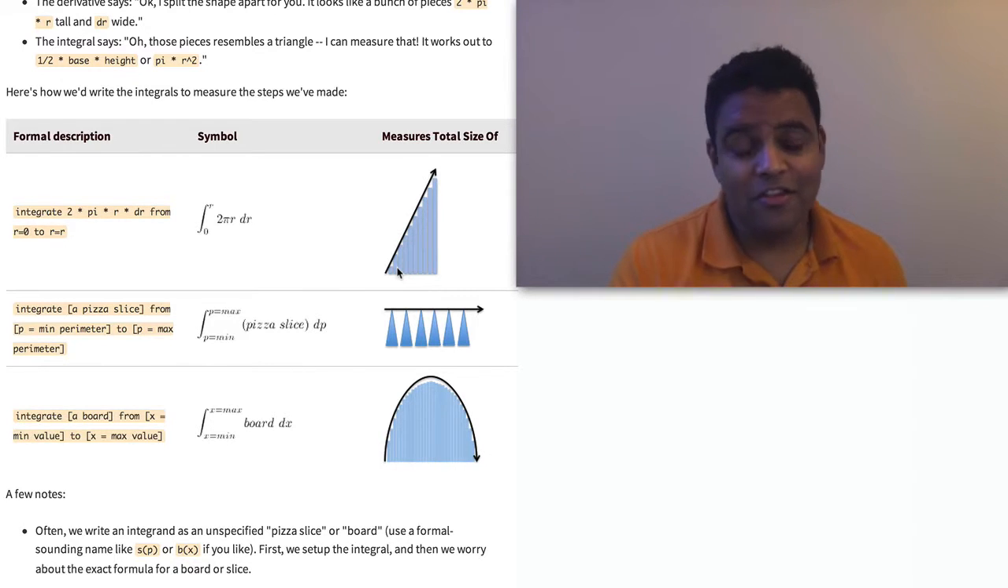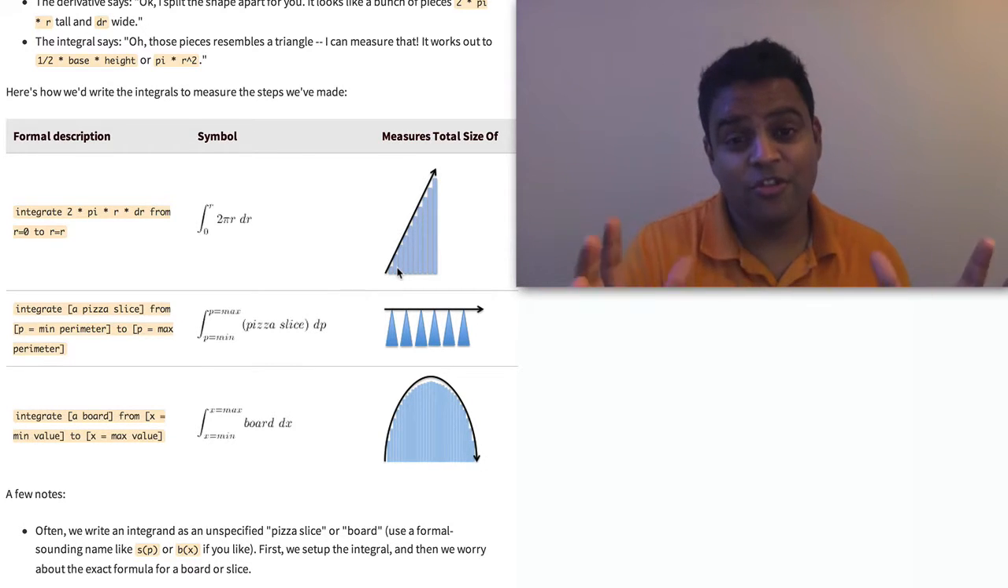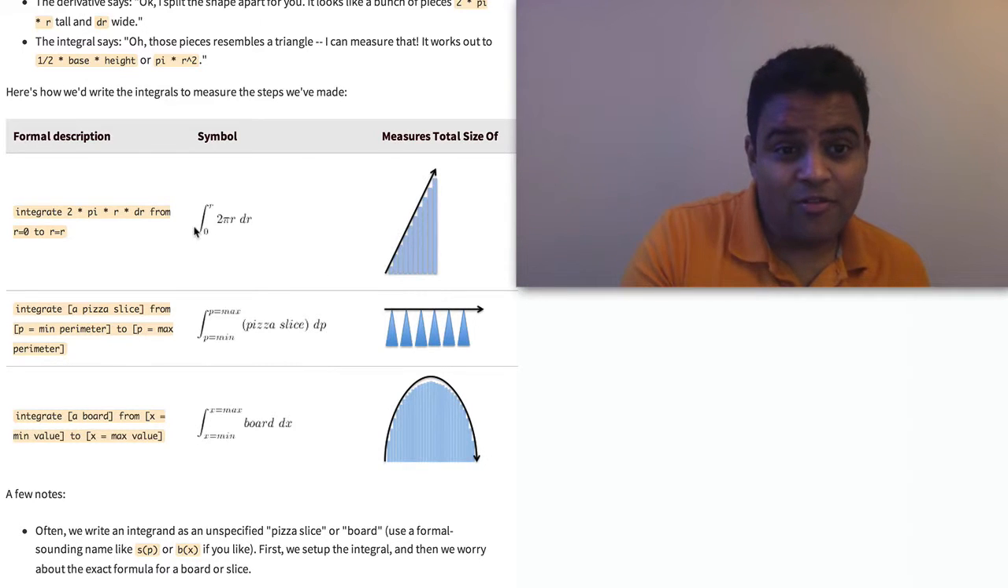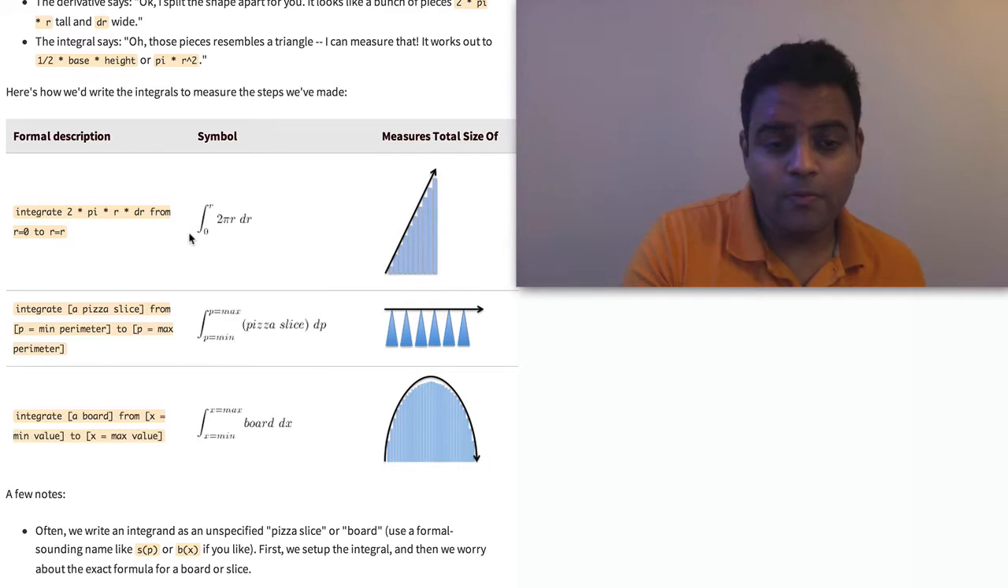That's sort of a subtlety that I missed the first time when I was studying calculus, is the derivative just gives you the pieces. The integral is actually what measures the result and puts them back together. So the way we write this is as follows. We have this kind of symbol here, which means we want to glue things together. We're doing an integral. 0 to r, that's the start and end of where we're gluing things together.